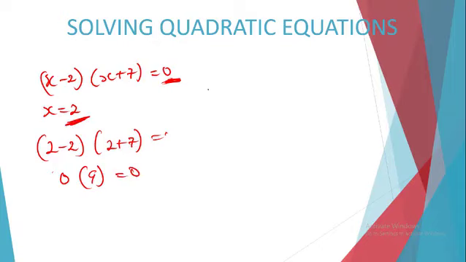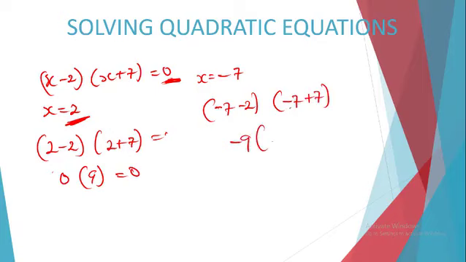Then you will still agree with me that if x is minus 7, this equation will also be what? 0. Let's check it. For the first bracket, we have minus 7 minus 2 into minus 7 plus 7. Minus 7 minus 2 will give us minus 9, into minus 7 plus 7 will give us 0. Minus 9 times 0 will give us 0. So the two values of x at which this equation is equal to 0 are 2 and minus 7.